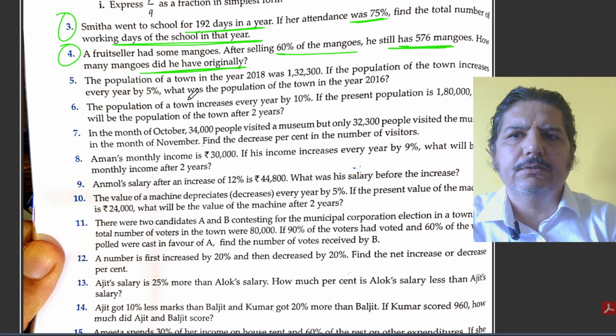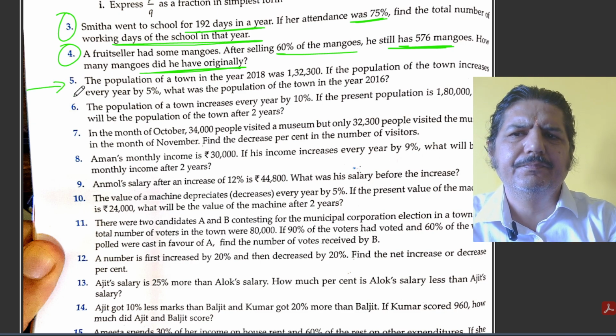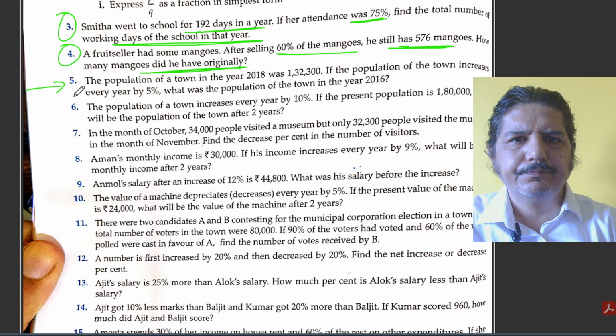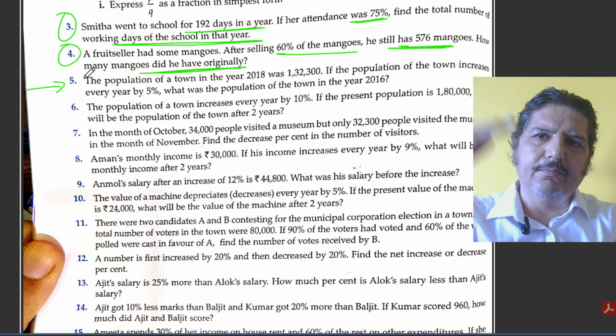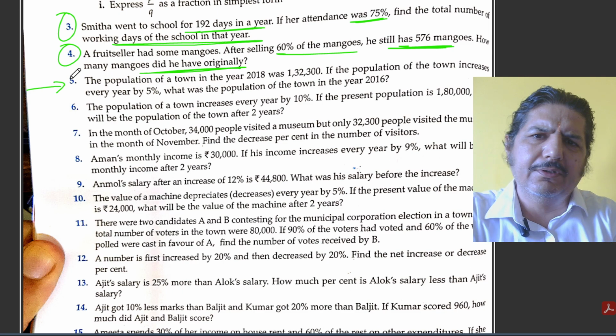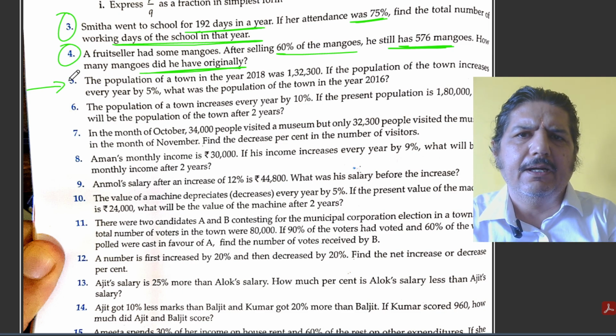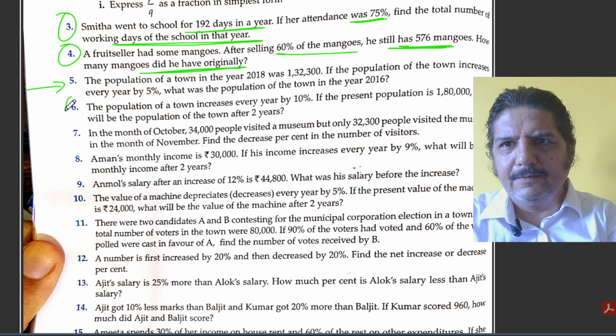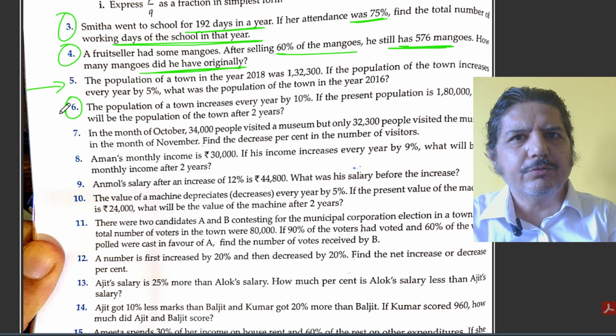Now let's go to question number 5, which is a bit difficult, and my suggestion to you would be, when initially you are doing this exercise, please skip this question. This is one of the difficult questions, and I'll go to question number 6 first, and then I'll come back to question number 5, and you will understand the reason.